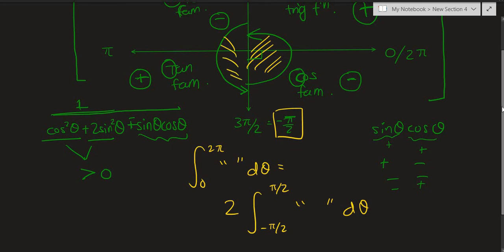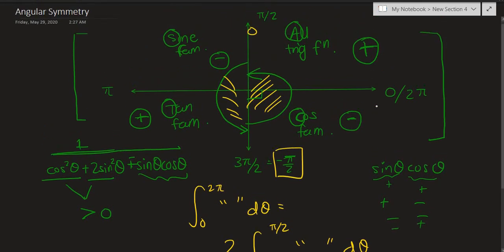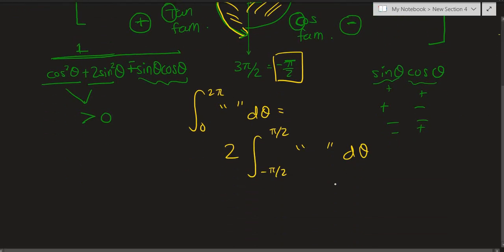You can check for the order of sign. We started with a negative, ended up in a positive. We started with a negative here. Now when we are going down, we end up in a positive. So everything makes sense now. We have this angular symmetry set up. So let's completely split our interval from 0 to 2 pi as 2 times the interval from negative pi over 2 to pi over 2.